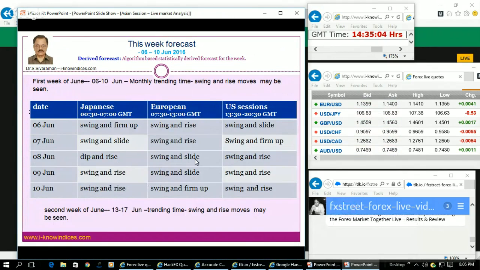or buy opportunities. So if you want to take a buy and identify when I can buy, either in the morning, during the Japanese session, or during the late European session, during the dip, I can take a buy. This way you can take decisions following the forecast, and also keep in mind that market reading is a must, identifying the type of moves.